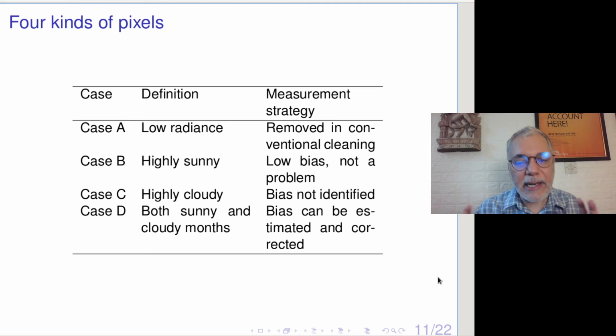And finally, there are case D pixels. These are nice pixels like what I just showed you for 1 pixel in Bombay, where some months are sunny and some months are cloudy. And we are able to estimate and correct for the bias. So in this paper, we really solve the case D. Case A is removed because of conventional cleaning. Case B is not a problem. We do not solve case C.